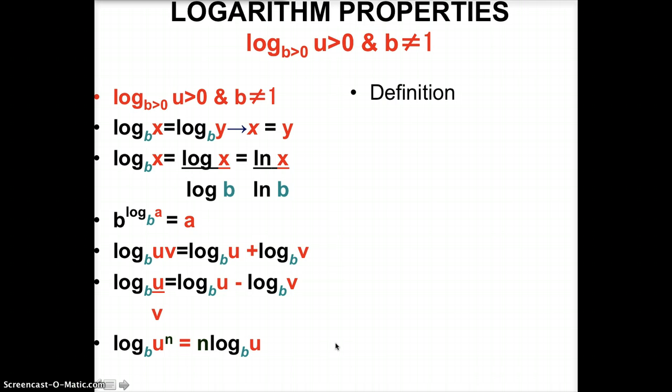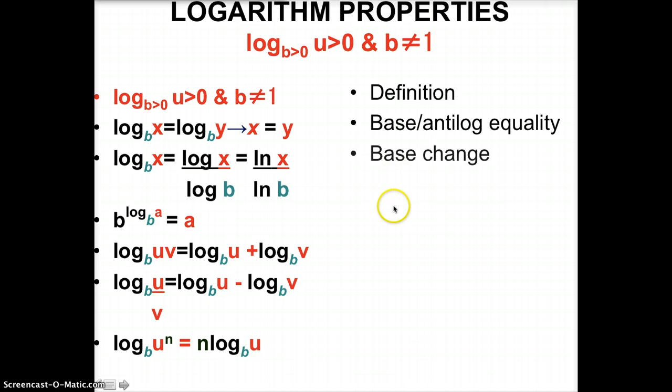So again, here's my definition. To re-emphasize it, here's a definition of logarithms and the limitations on that. This is called the antilog equality theorem. That's right here. The next one is called base change. Again, a base equality rule. The base matches the base of the exponent base.